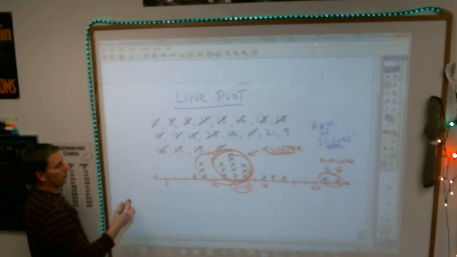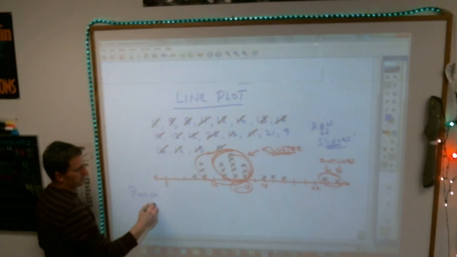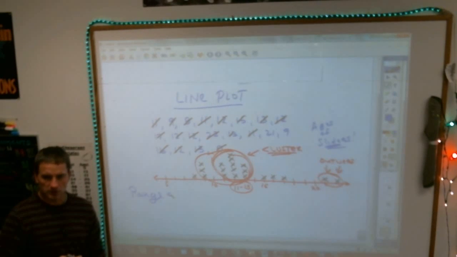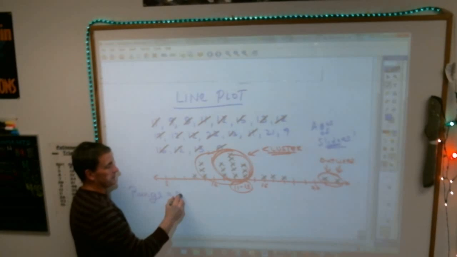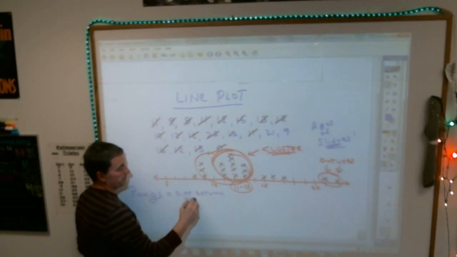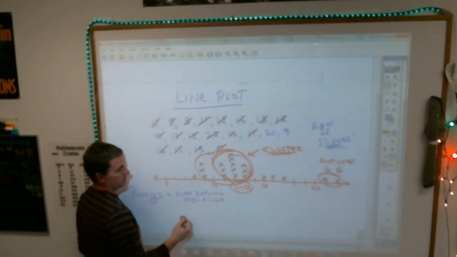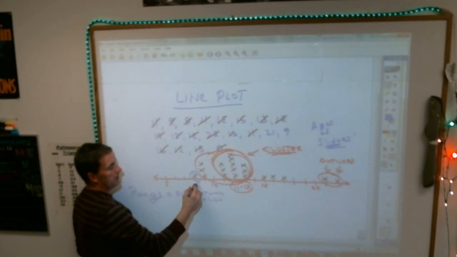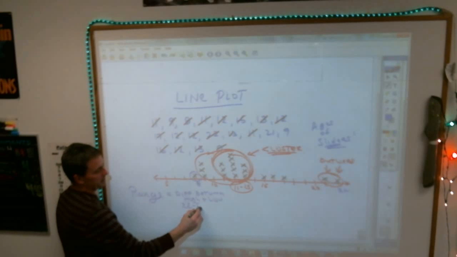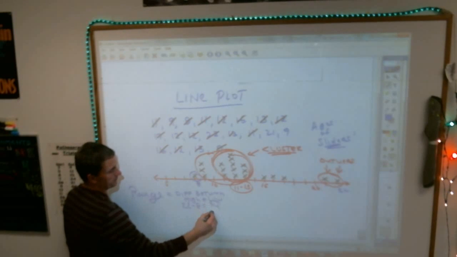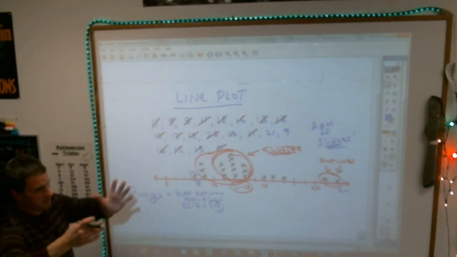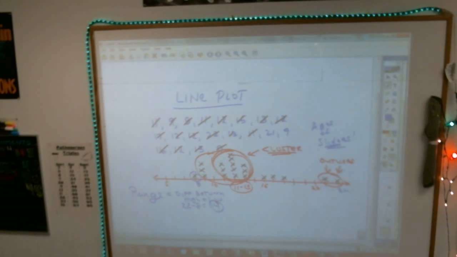We have the range. Anybody know what the range is? If I ask you for the range of those numbers, it's the difference between the high and the low. In other words, these numbers went from 8 all the way to 22. You take 22 minus 8, and your range is 14. There are 14 numbers between 8 and 22. They're the things that the numbers range between.